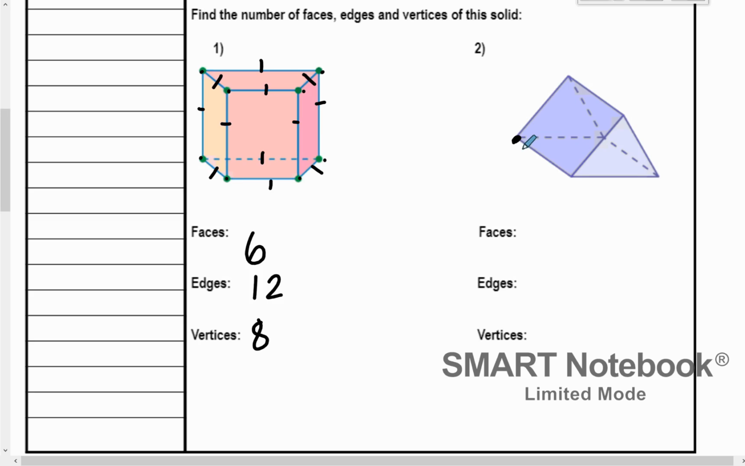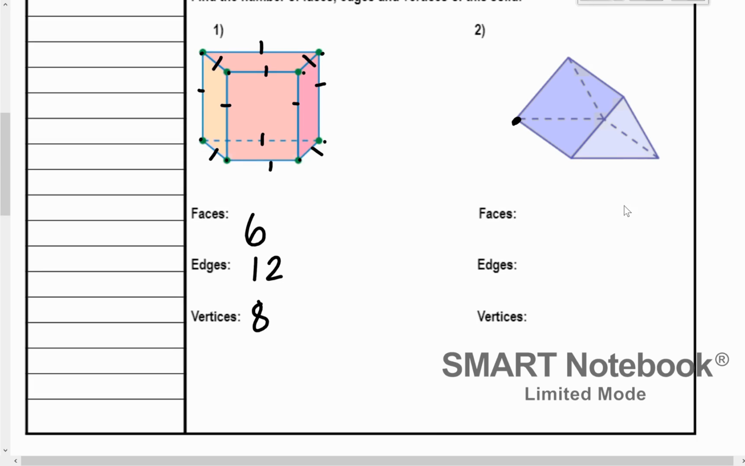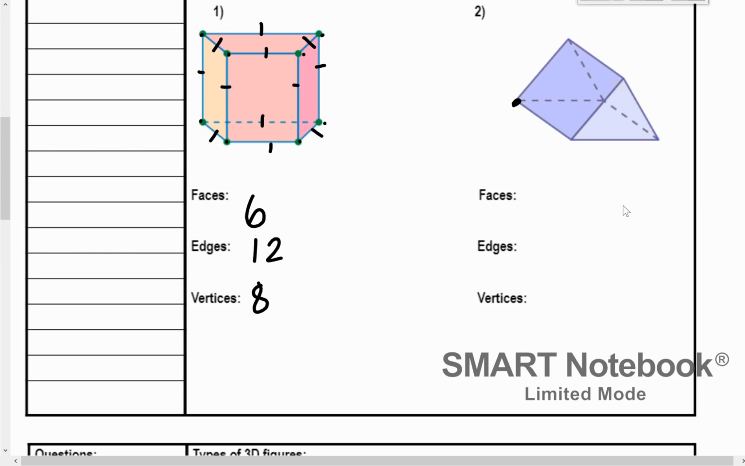Okay, now if you haven't already paused the video, I would like you to pause it in order to try the second one on your own. You will have to do this on your test for this chapter. All right, so if you are listening to me now, you should already have your faces, edges, and vertices numbers, and you were just checking them.